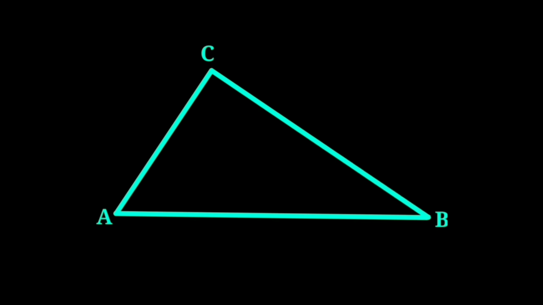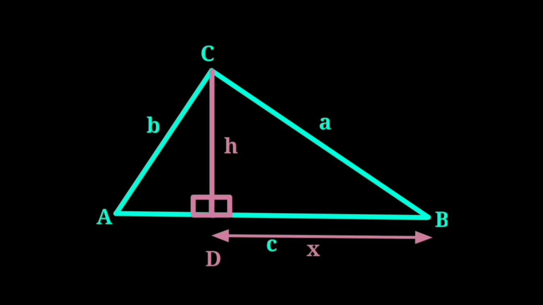Let us draw a triangle ABC in which the sides AB, BC and CA are of lengths c units, a units and b units respectively. And let's drop a perpendicular from C onto AB which intersects AB at a point D, and the length of this CD is h units, and this is called the height with respect to the side AB of the triangle.